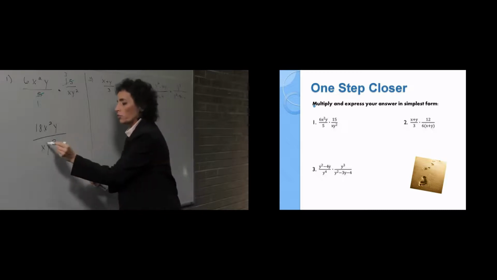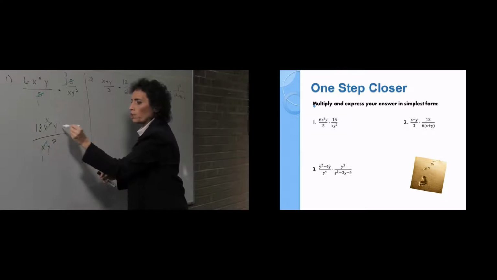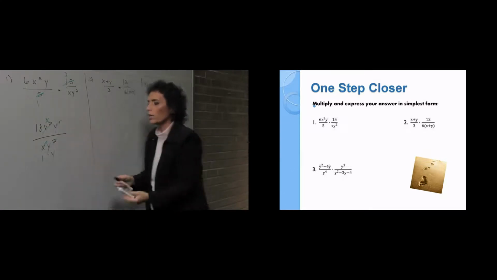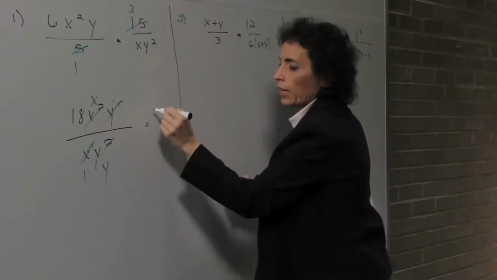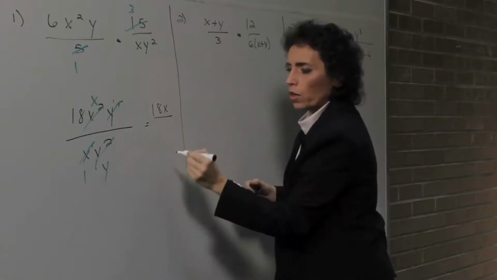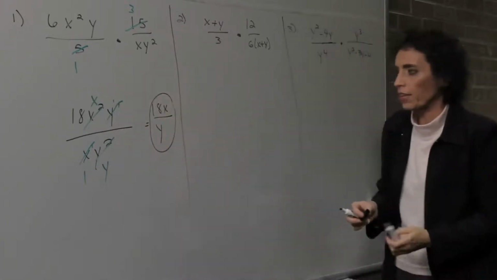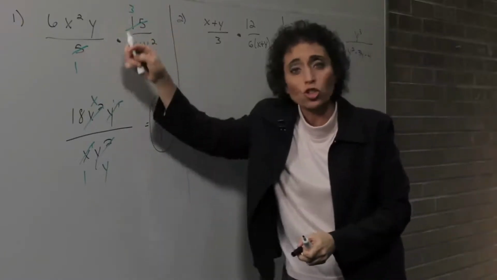Okay, so this is x to the first power. I have more x's upstairs, 1 more. This is y to the first power. I have more y's downstairs, 1 y. So my final answer is, ready? 18x over y. And I am done. Okay, and that's it. So that takes care of that. That was so easy because these were all factors.